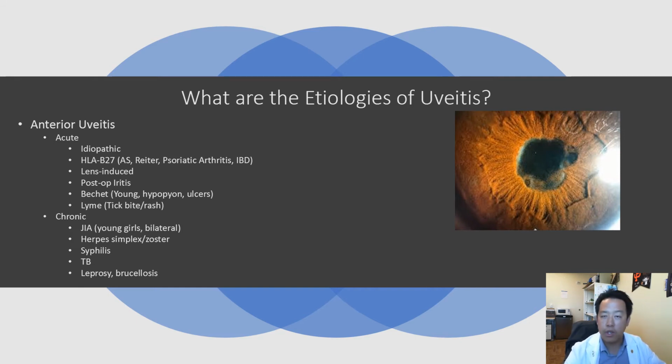For more chronic uveitis that just doesn't go away, juvenile idiopathic arthritis, which happens more in young girls and it's bilateral, is a common cause. Herpes simplex, zoster, syphilis, TB, and very uncommon leprosy or brucellosis.